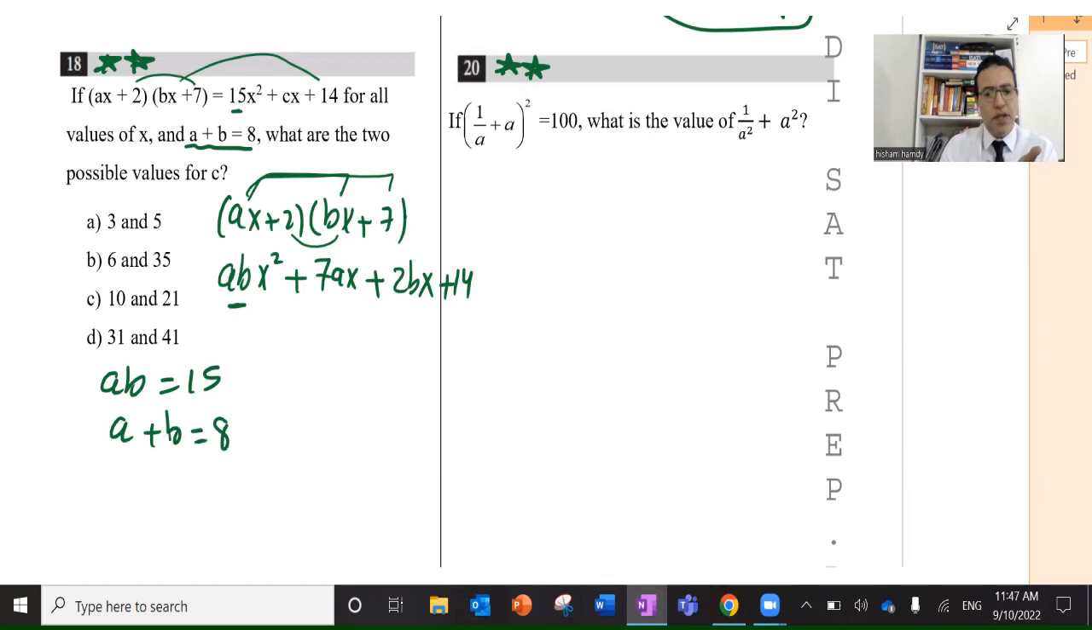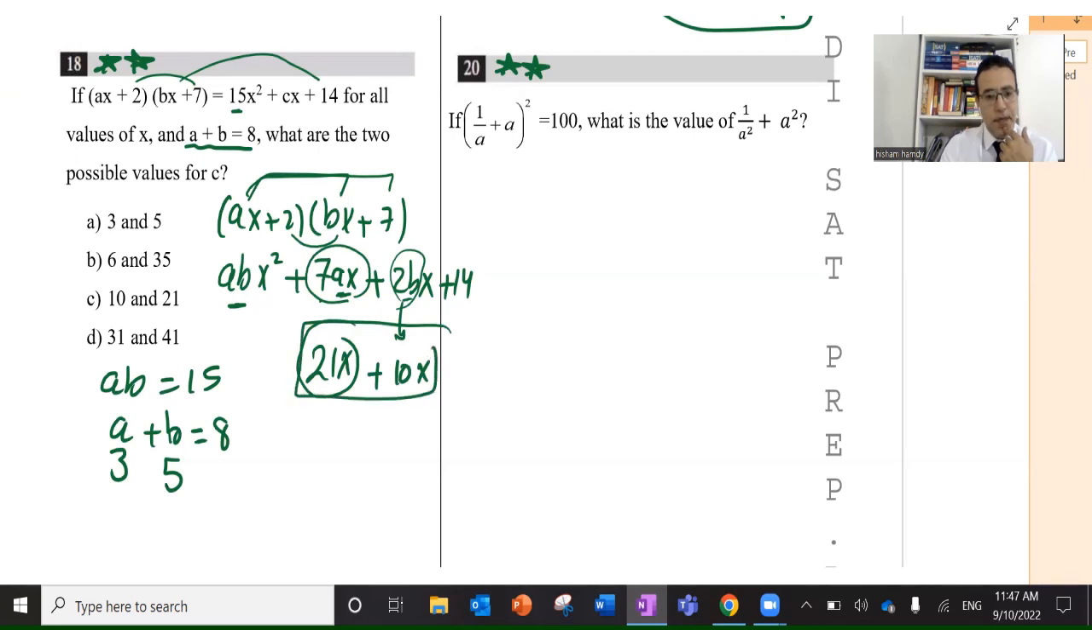So two numbers whose product is 15: 1 by 15, or 3 by 5. So I can assume that A is 3 and B is 5. If I replace A with 3, this term will be 7 by 3, 21x. And if I replace B with 5, 2 by 5, it's going to be 10x. Their sum is 31x. So C, one of the answers, is 31. And as we can see, the only answer that has 31 is D.